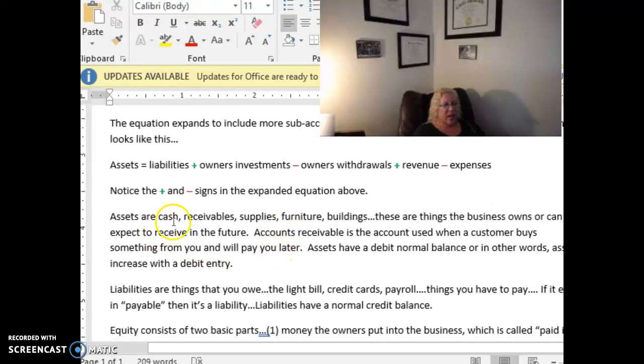Assets are things like cash, receivables, supplies, furniture, buildings, and these are things that a business owns or can expect to receive in the future. Accounts receivable is the account that we use when a customer buys something from you but then pays you later. They buy it on credit, right?